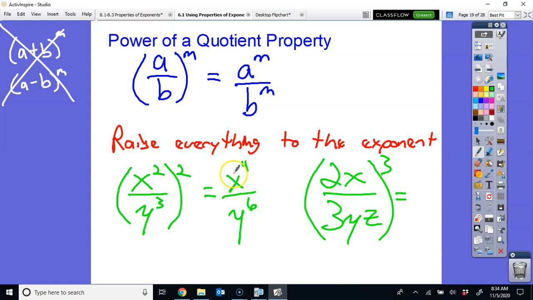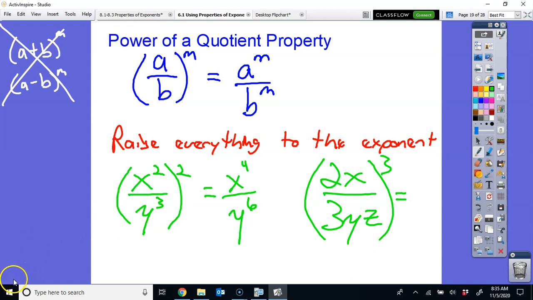Notice those are not like bases, so don't try to do anything else. Don't try to divide those because they're not like bases. Trickiest part, like I said, is not trying to overdo it. Don't try to make up some kind of property that doesn't exist. Simplify it, but don't go too far. All right, see if you can try the other one.